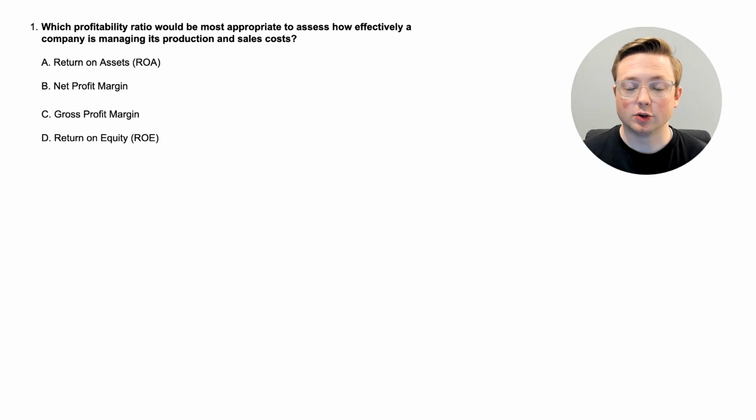All right, here we are at question 1. Which profitability ratio would be most appropriate to assess how effectively a company is managing its production and sales costs?